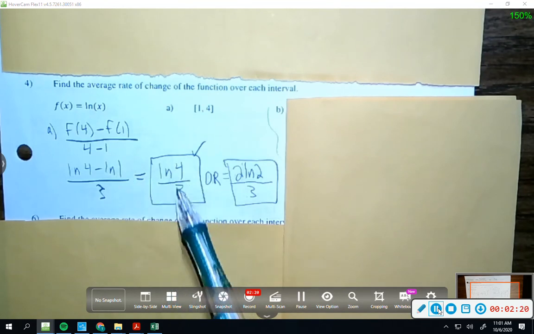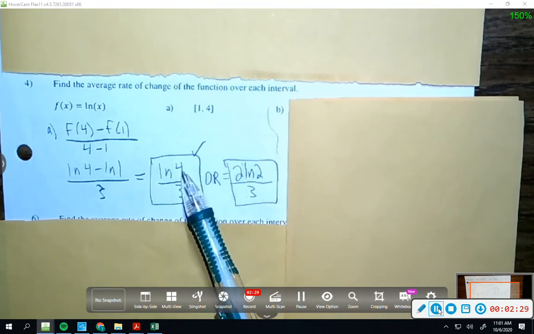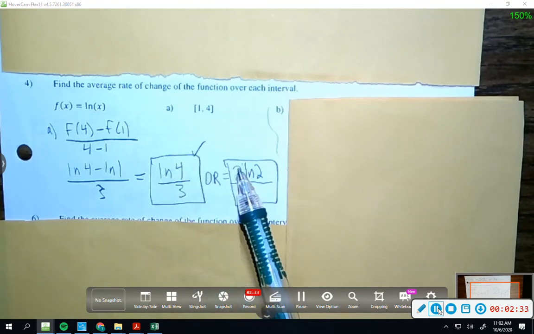So it's really just the natural log of 4 over 3. I also wrote it for you this way because frequently on a multiple choice problem it would be written this way. Remember that 4 is 2 squared, and I can drop down the exponent of the argument and make it the coefficient of the logarithm. 2 natural log of 2 over 3.